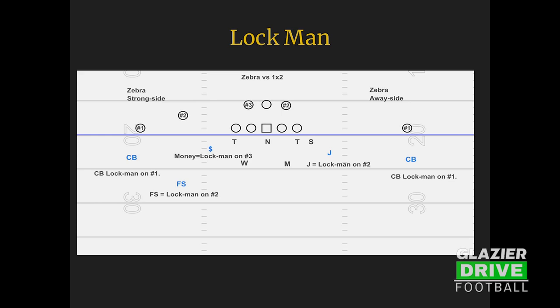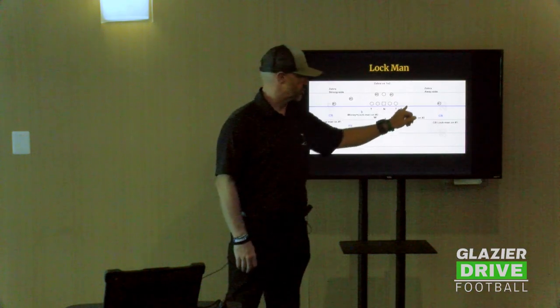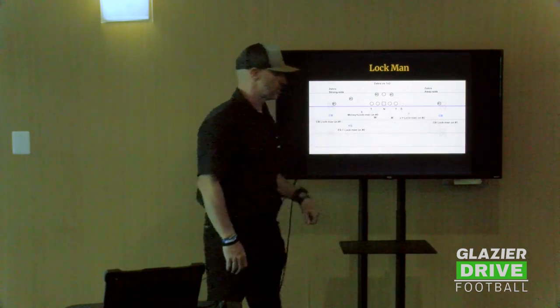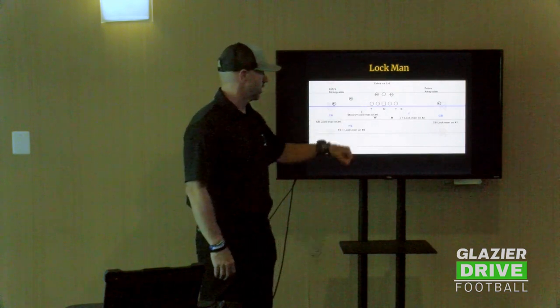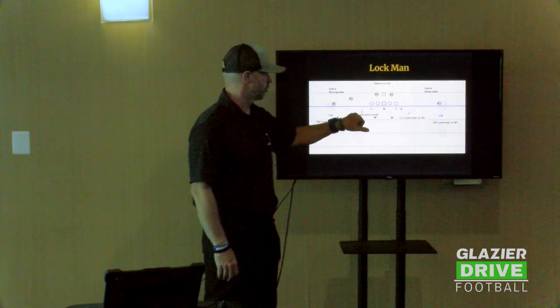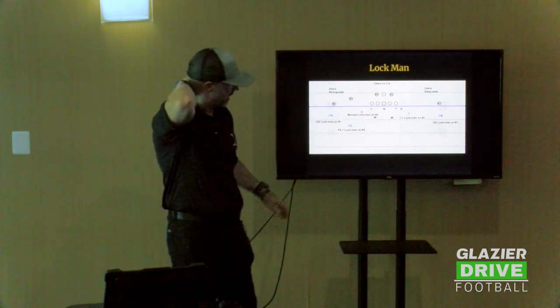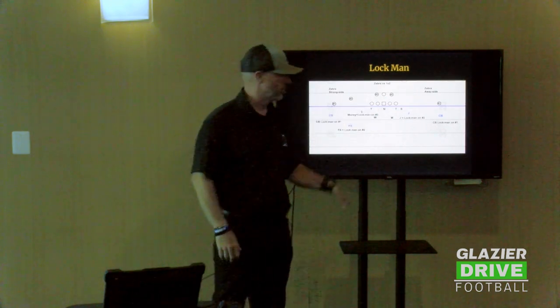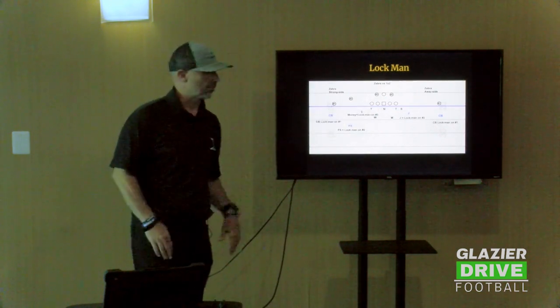Cornerback's lock man on number 1. The free safety is lock man on number 2. The money is lock man on number 3. On the away side, we've got lock man on the cornerback, and the jack would be lock man on number 2. If for some reason this was a slot out here, then the Mike has any route out of number 3, lock man, and the Will becomes the rat. If number 3 comes this way, then the Will, no matter what, has lock man over here. Number 3, at that point, the money becomes lock man. If we get a blitz out of the free safety, then the money is lock man on number 2, and the Will is lock man on number 3. It's just basic man-to-man coverage.